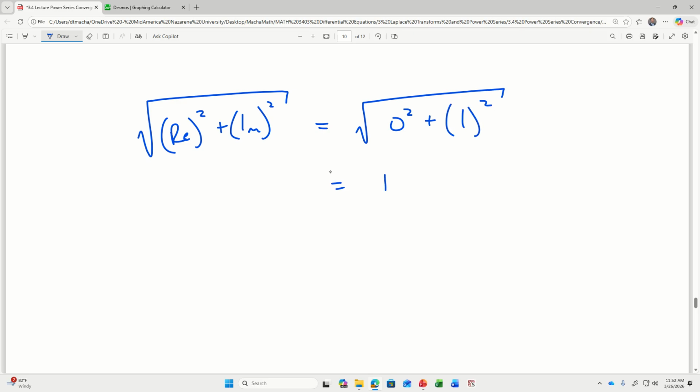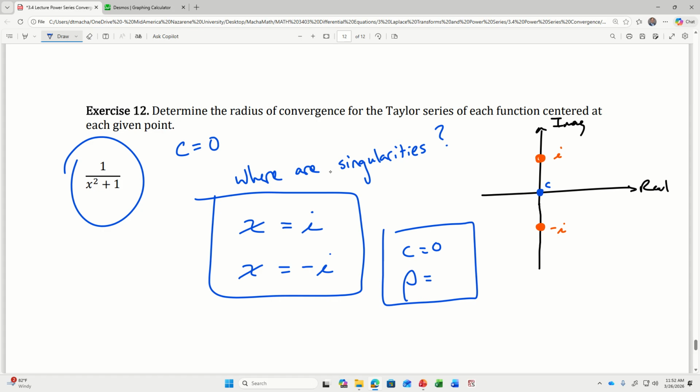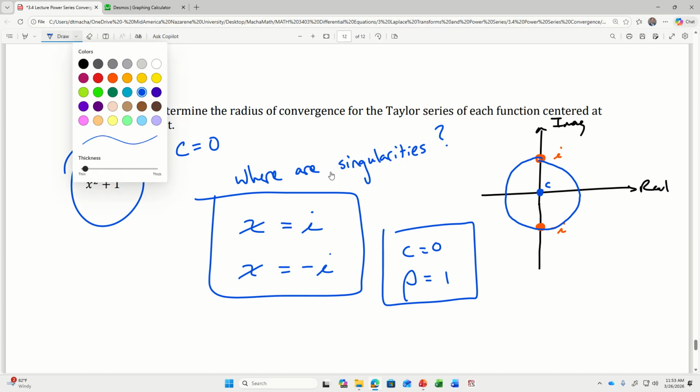And so the distance is 1. In other words, the absolute value of i is 1. The absolute value of -i is 1. So anyways, the distance from this point to this point is 1. So my radius of convergence is 1. It's going to converge for all of the points inside this disk, and it's going to diverge for all of the points outside that disk.